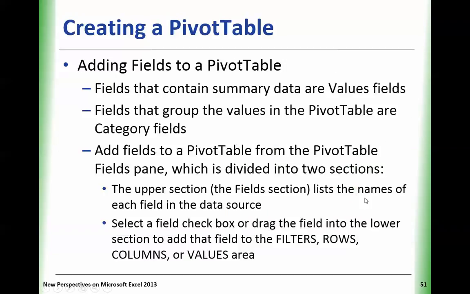You can't add fields to a pivot table. They contain summary data. Fields are grouped. The values in the pivot table are categorical fields. We can add fields to a pivot table from the pivot table field pane, which is divided into two sections. The upper section, or the field section, lists the names of each field in the data source. And the selective field checkbox will drag the fields in the lower section to add the filters, rows, columns, and values area.